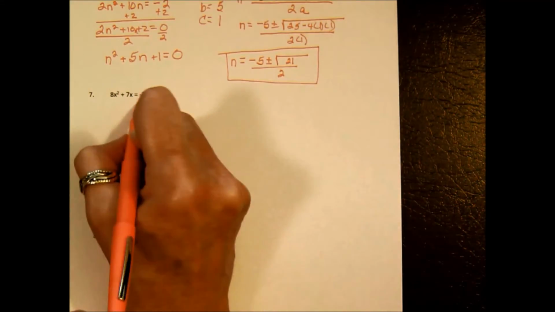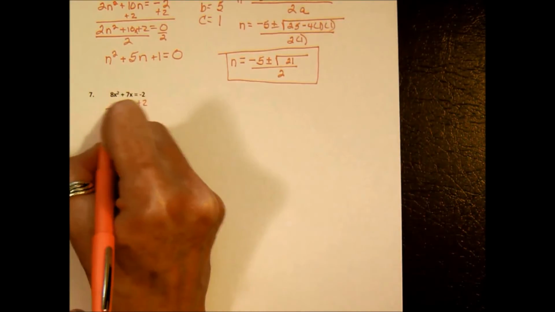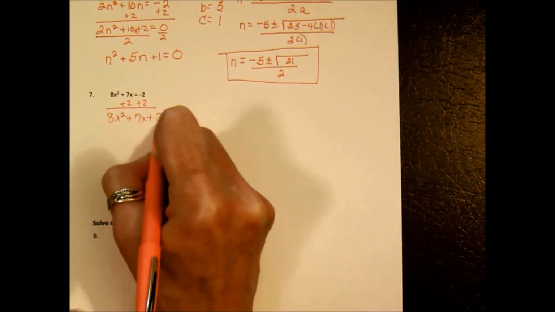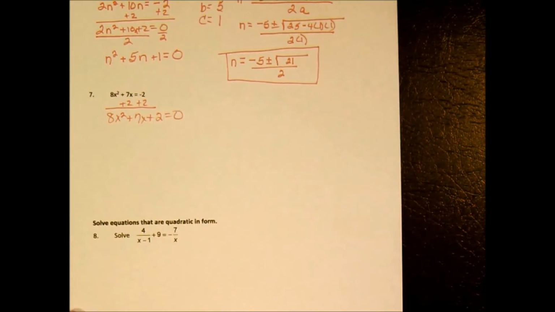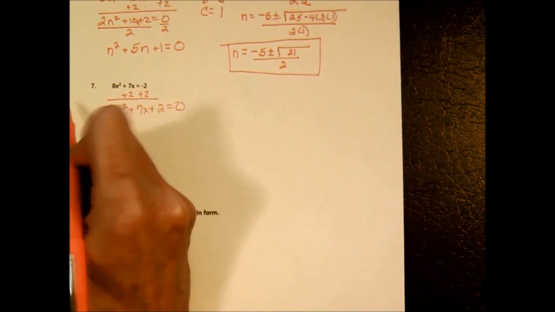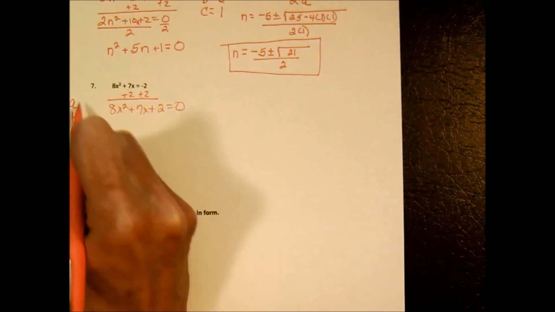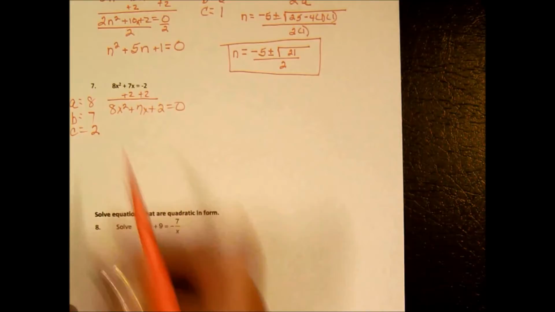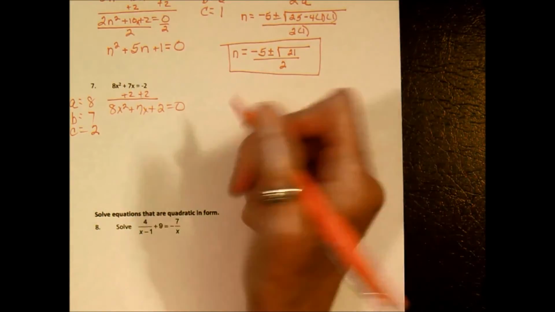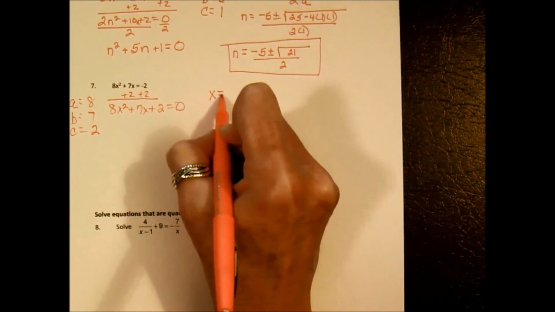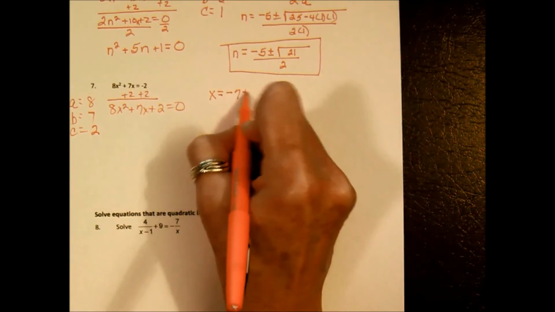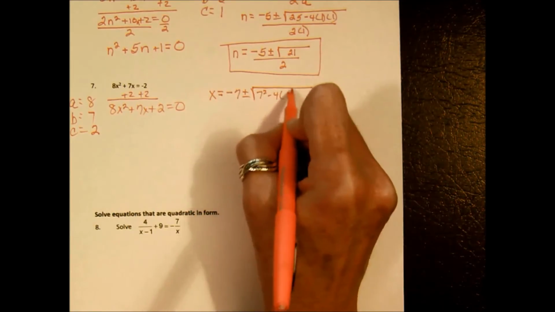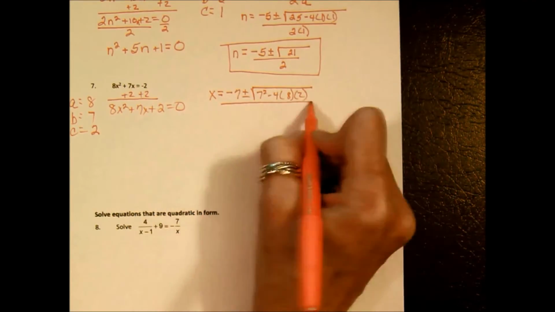We want to get it equal to 0. So we have 8x squared plus 7x plus 2 equals 0. This time I can't make the number smaller, so I'm going to identify the a, b, and c. A is 8, b is 7, c is 2. So we have x equals the opposite of b plus or minus the square root of b squared minus 4ac all over 2a.